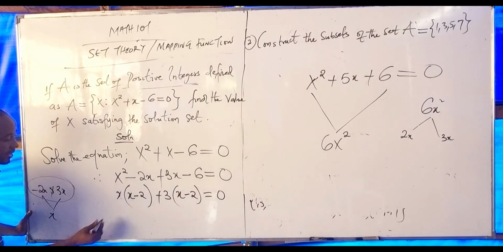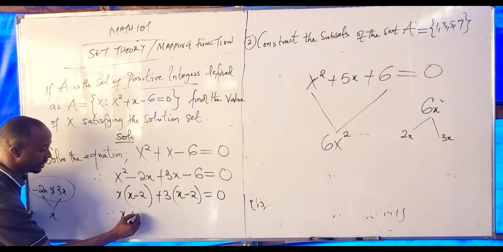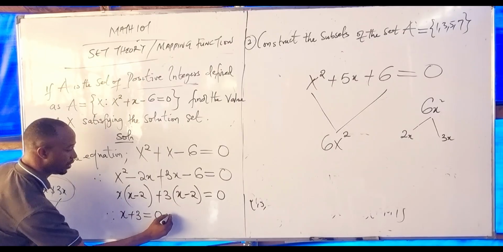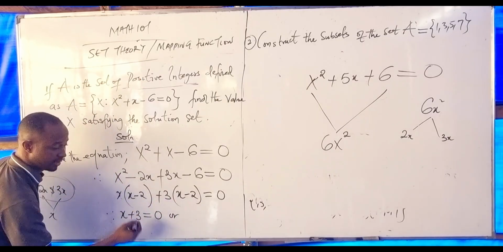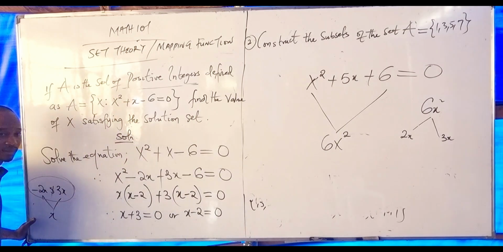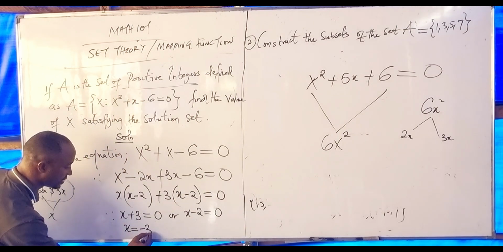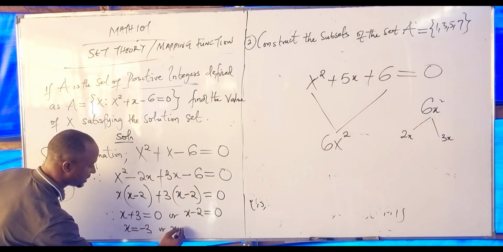Are you there? So therefore, x plus 3 is equal to what? 0. Or I will now pick one of these, Abi, which is x minus 2 equals to what? 0. What is the value of x here? x is equal to what? Minus 3. Or what? x is equal to what? 2.